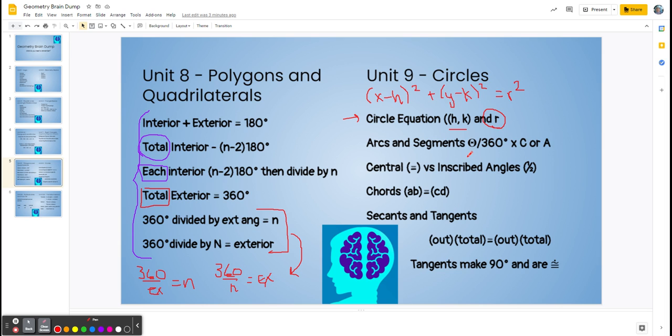Yep. And that's on the formula sheet too. This weird little thing right here, that's your Greek letter theta. So this is the angle divided by 360. And then remember, if you're looking for arc length, you use C. And if you're looking for sector area, you use A.